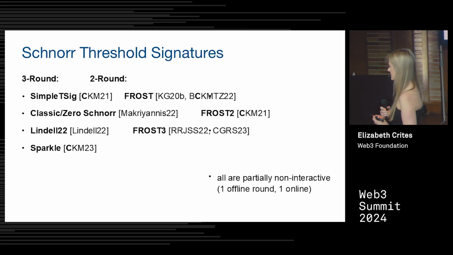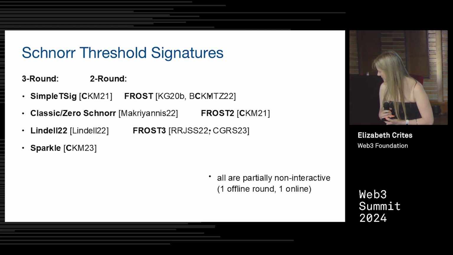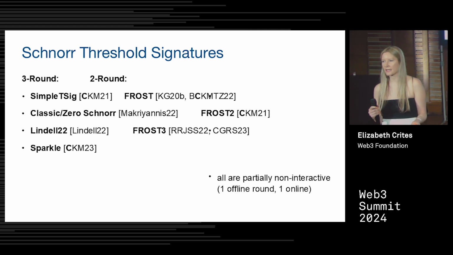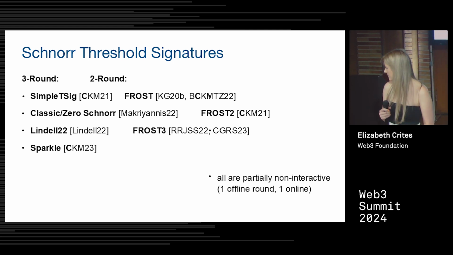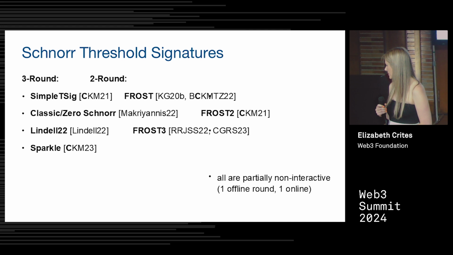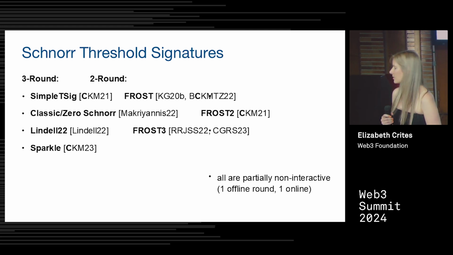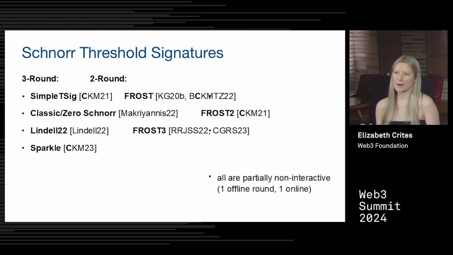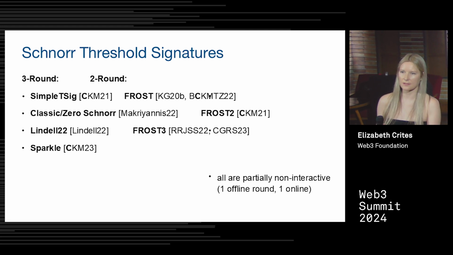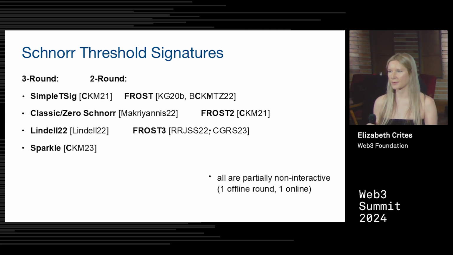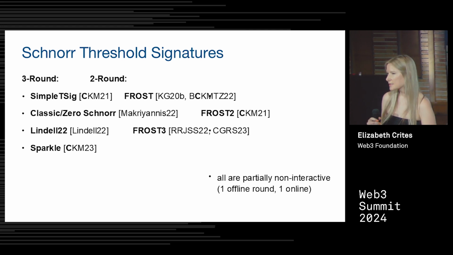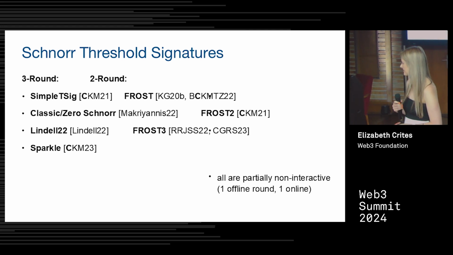And we also have Speedy MuSig, which again is kind of a variant of MuSig2 with proofs of possession. Looking at some of the recent Schnorr threshold schemes, we have Simple TSig, which has 2 online signing rounds and 1 offline signing round. We have the Classic and Zero Schnorr schemes, which have different security guarantees. There's also a scheme by Yehuda Lindell and Sparkle. And all of these kind of follow the same 3-round structure, which is essentially to commit and reveal. So the first 2 rounds are commit, reveal, and then produce a signature. So they all share a really similar structure.